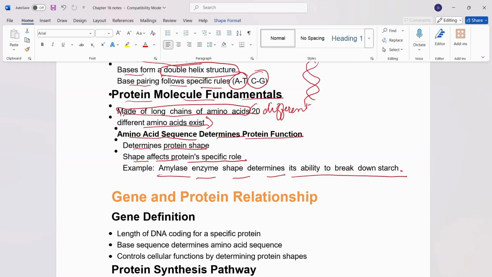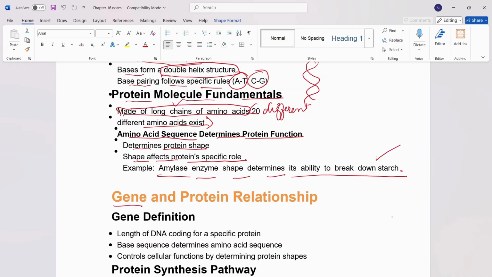So the important points are, what we are talking about, protein molecules: long chains of amino acids, 20 different amino acids exist, and the sequence determines the protein function. The amino acid sequence determines protein shape and a specific role, such as the example given here, the ability to break down starch.